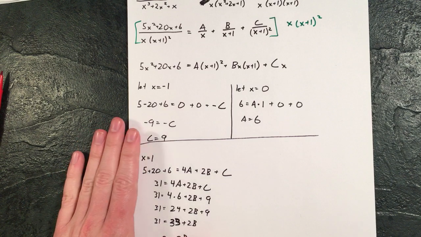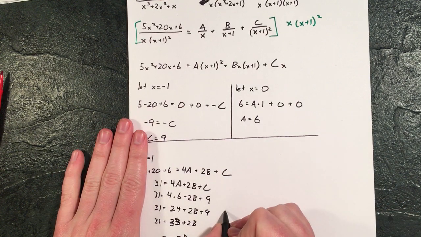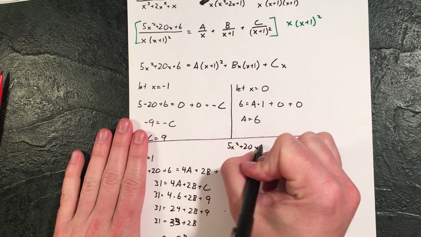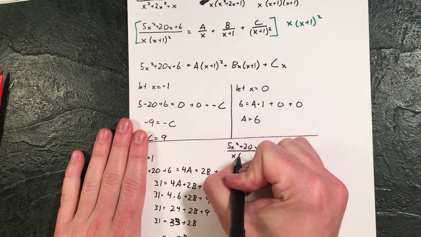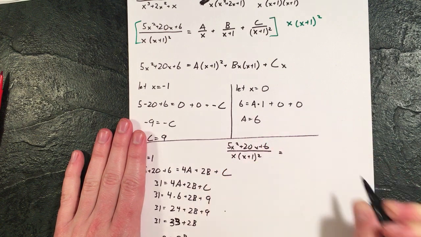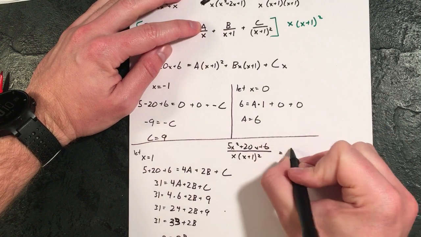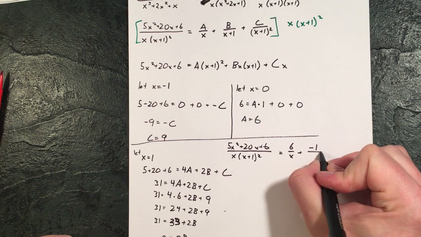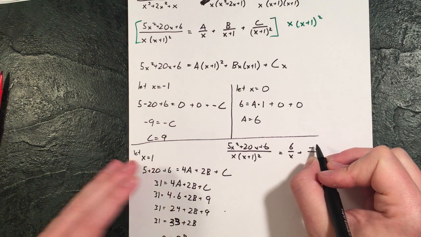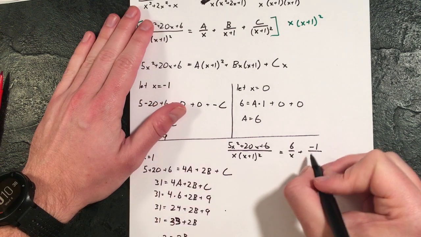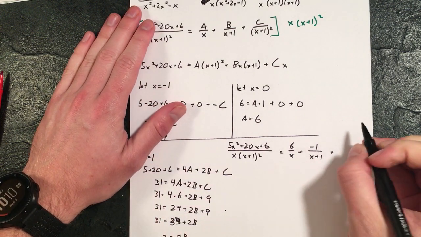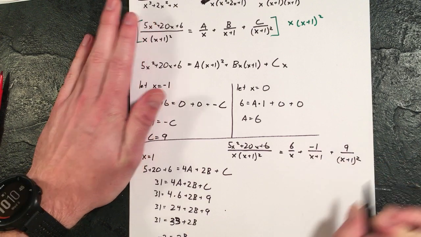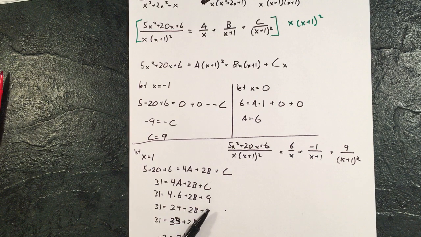So our final answer that we're looking for here is a over x, where a was 6. B over x plus 1, we found out b was -1. So notice I write plus still, and I write that -1 in the numerator. You could pull the negative out, I just like putting it in the numerator. And then the c is going to be 9 over x plus 1 squared. So that would be our final answer here.